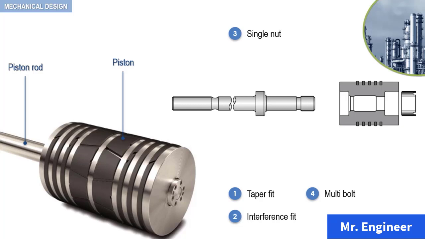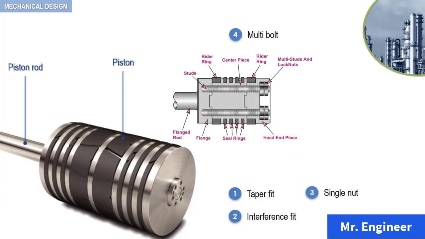Finally, for the last connection method, here the piston rod is flanged at the piston end, which is drilled and tapped to accept studs. The piston is also drilled to accept the studs, which are locked to the rod with nuts.